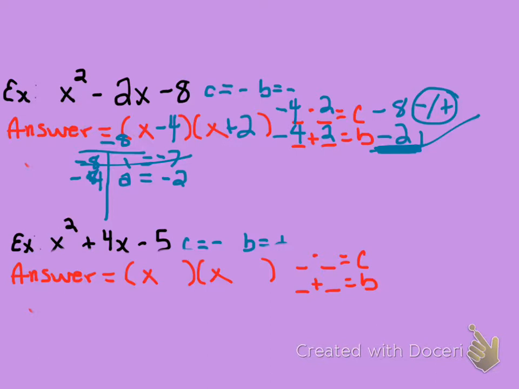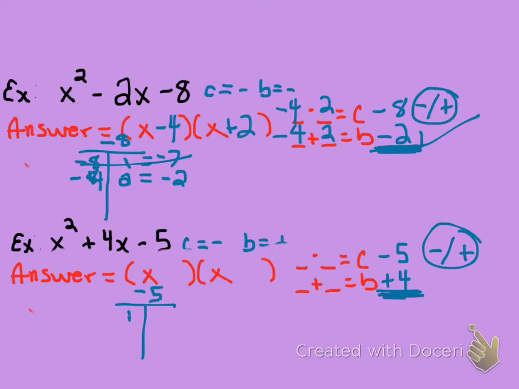So you really have to pay attention to those signs. And let's do one more. x squared plus 4x minus 5. c is negative 5. b is positive 4. All right, so we know that our numbers have to be negative and positive. Okay, and this time the bigger number is going to be positive. So two numbers that multiply to give me negative 5 and add to give me 4.